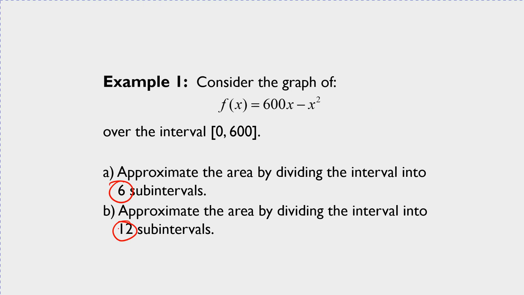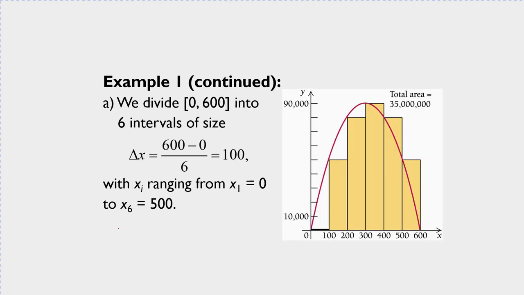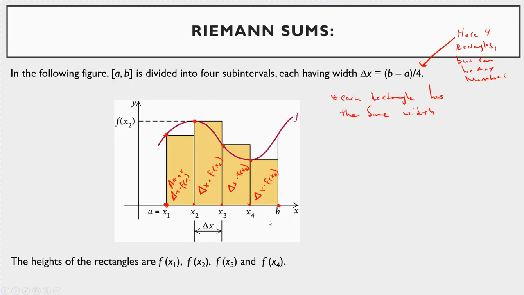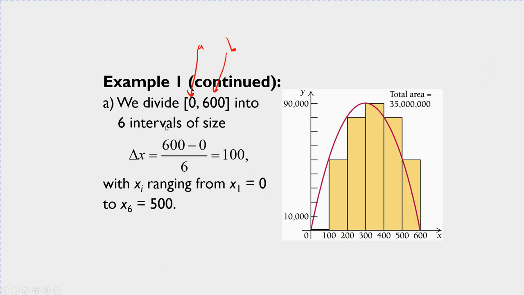I'm going to work this through quickly for you, just so you can see how this process is done. This isn't something I would necessarily ask you on a homework. The first thing is we need the width of each rectangle. We divide the interval 0 to 600 into 6 intervals. This is a, and this is b, in the formula back here. So you take 600 minus 0 divided by 6. The width of each rectangle would be 100.